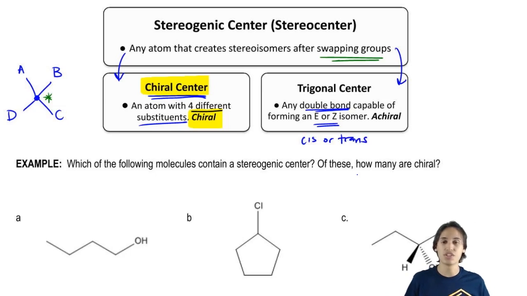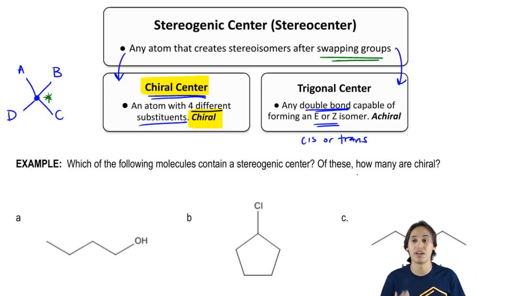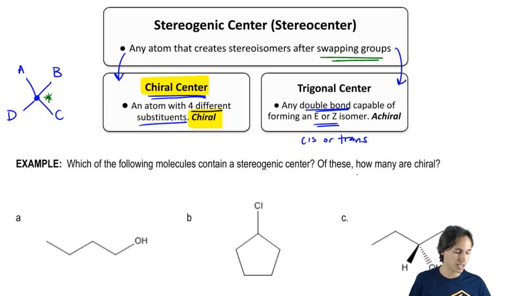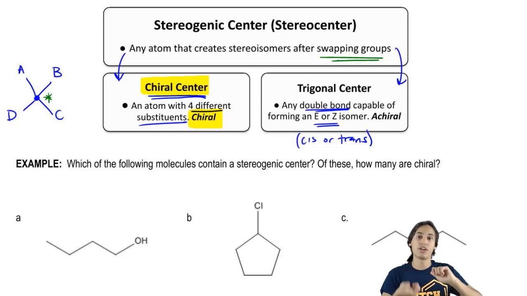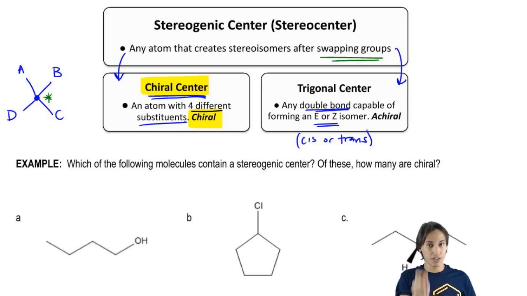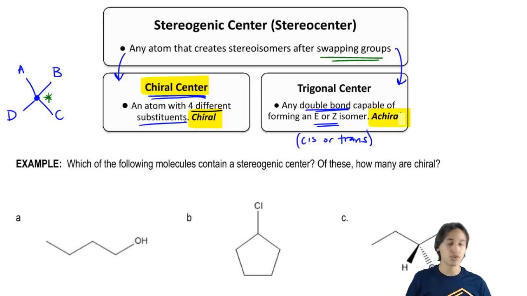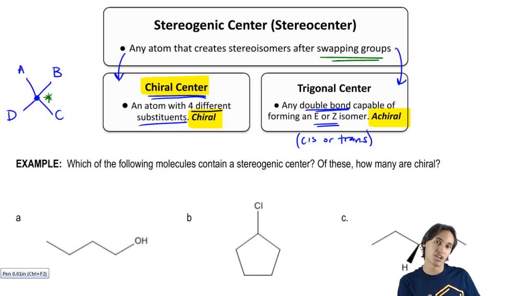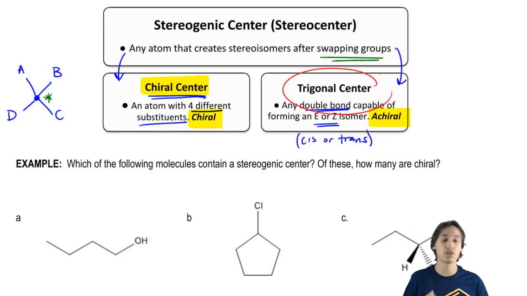Okay? E or Z is the more technically correct term because a lot of these will have more than 2 substituents, but it's the same concept where you have a double bond that can form into 2 different positions or 2 different shapes, okay? When you have that kind of double bond, that is a stereocenter, okay? But it's not chiral by itself. So these are actually achiral. So it's possible to have a stereocenter and for the molecule to be achiral if that stereocenter happens to be a trigonal center.